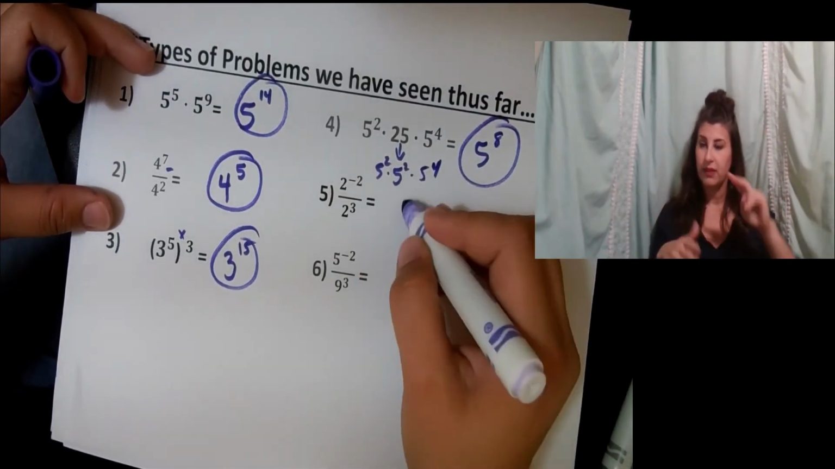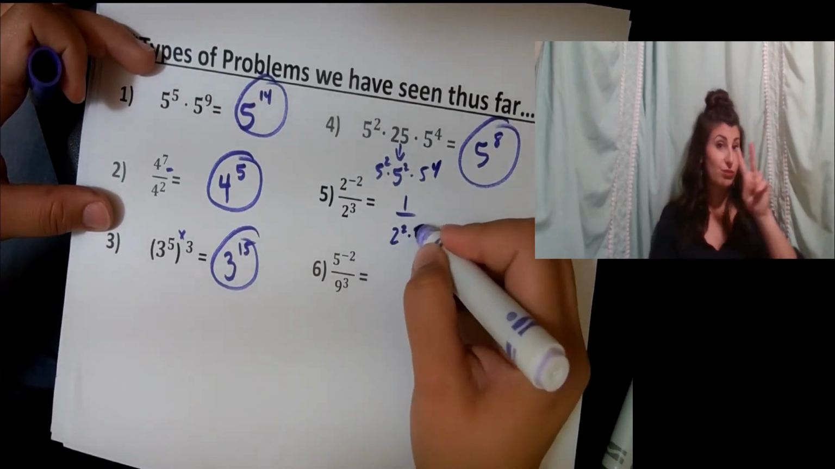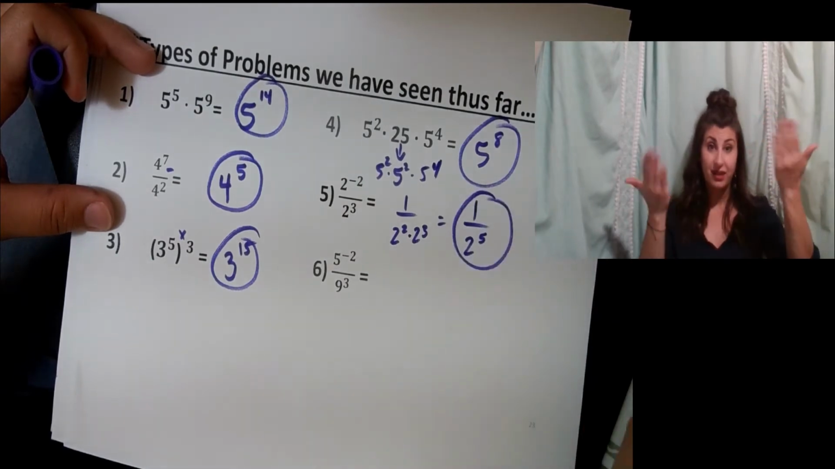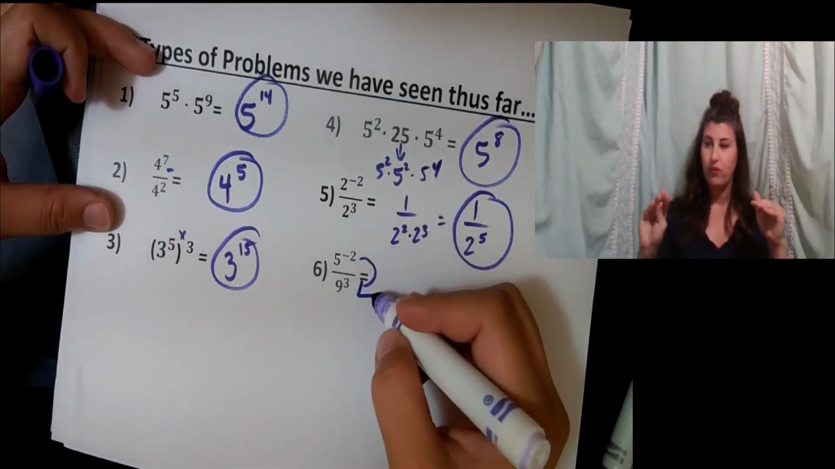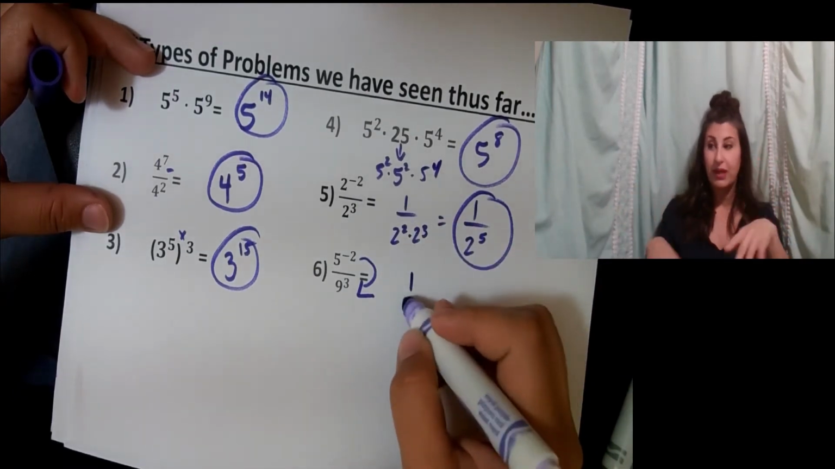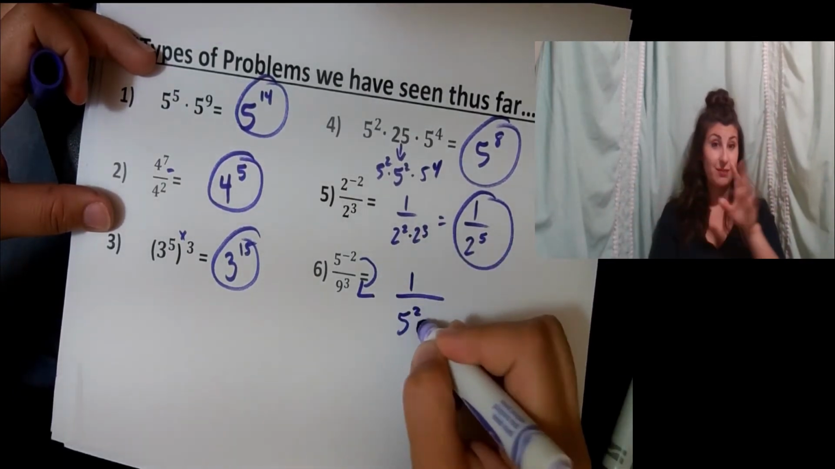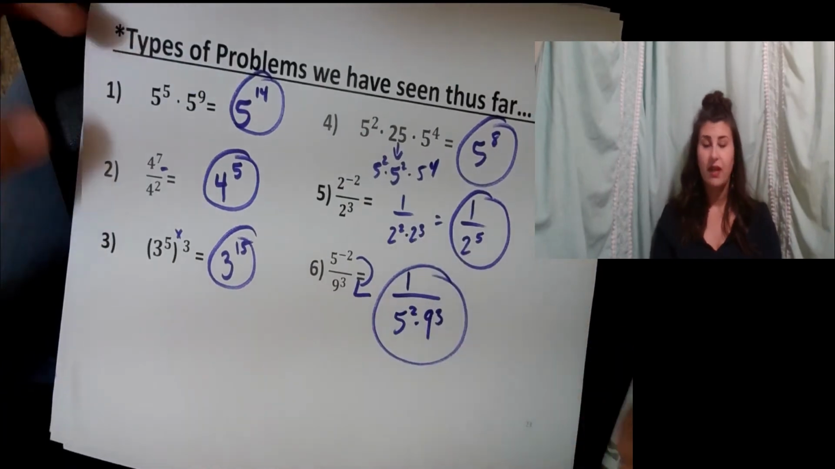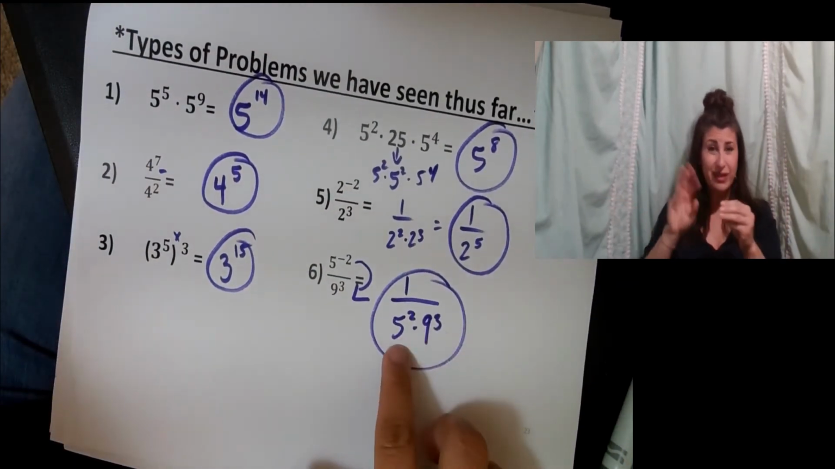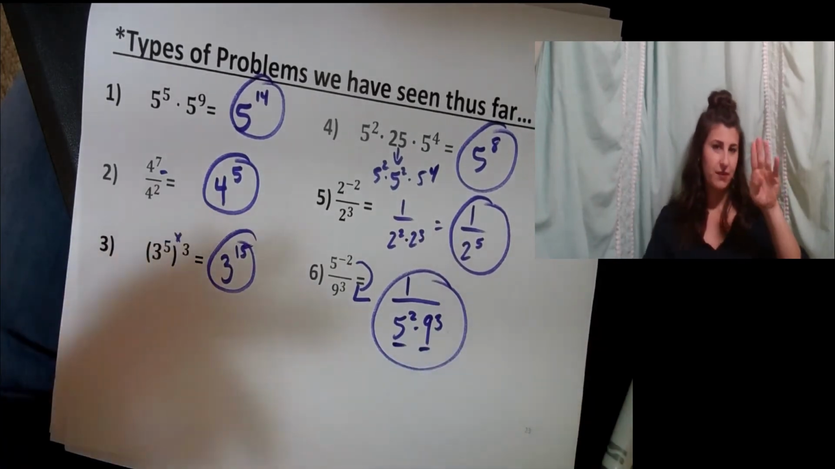power. Here, flipping this, 2 to the 2nd times 2 to the 3rd, combining those to be 2 to the 5th. Here, bringing this one down, this is very similar to that one, but it would be 1 over 5 squared times 9 cubed. Alright, these are types of problems that we've seen. This one we don't combine because they're different bases, so just leave it.